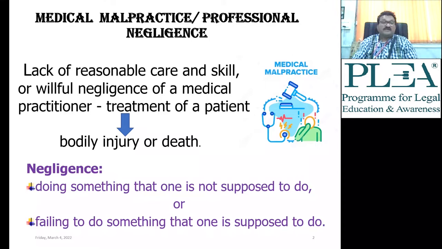reasonable care and skill. In the context of the medical profession, we would say it is lack of application of reasonable care and reasonable skill by any registered medical practitioner while treating his or her patient, which has resulted or may result in some bodily injury or sometimes death. So we can easily understand what negligence is. Negligence per se or professional negligence, everything is one. The second part, as we said, is doing something which one is not supposed to do and failing to do something which one should do. This defines what negligence is.